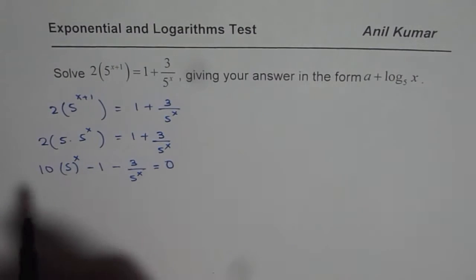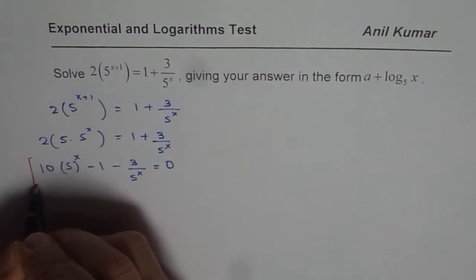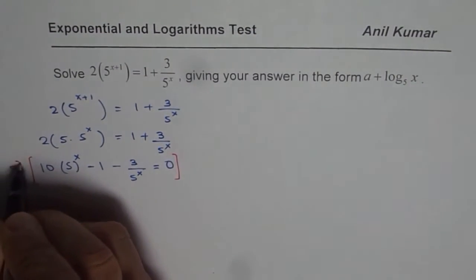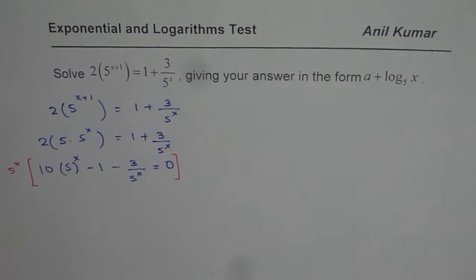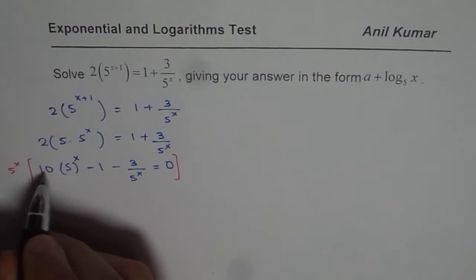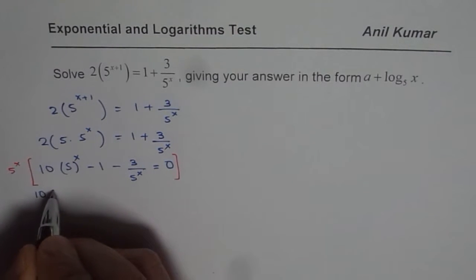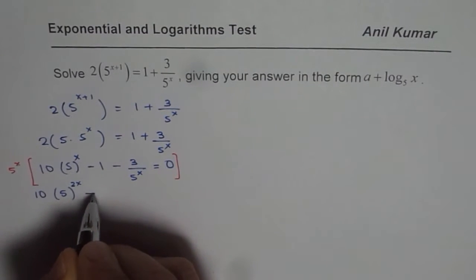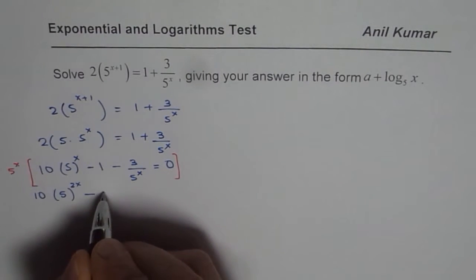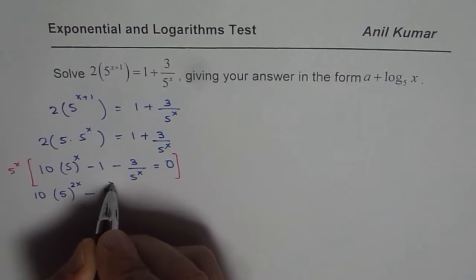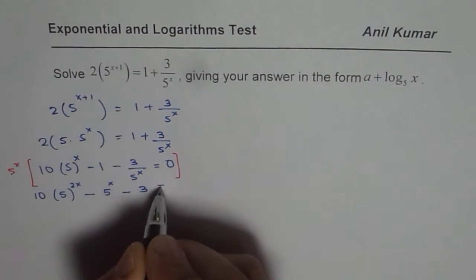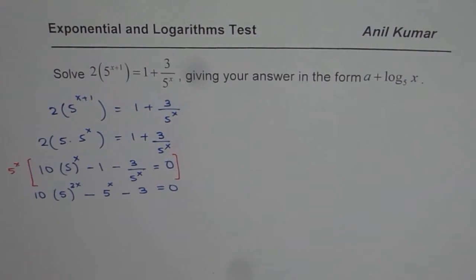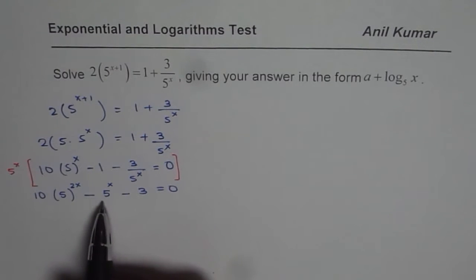Now we will multiply everything by 5 to the power of x to get rid of this denominator. So what do we get? We get 10 times 5 to the power of 2x minus 5 to the power of x minus 3 equals 0. Now that becomes a quadratic equation in 5 to the power of x, right? So we can factor this.